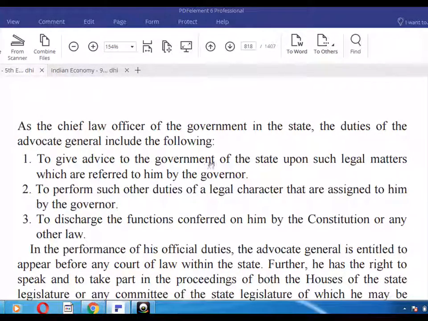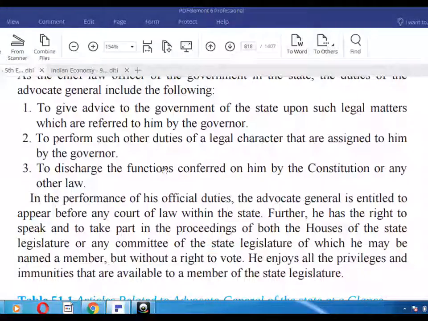To give advice to the government of the state upon such legal matters which are referred to him by the Governor; to perform such other duties of a legal character that are assigned to him by the Governor; to discharge the functions conferred on him by the Constitution or any other law.